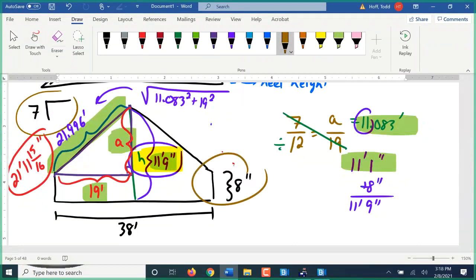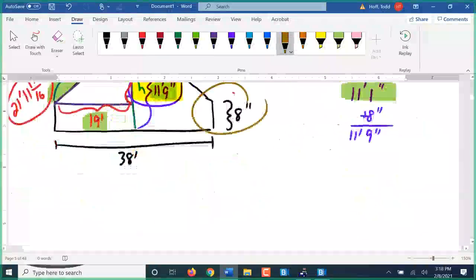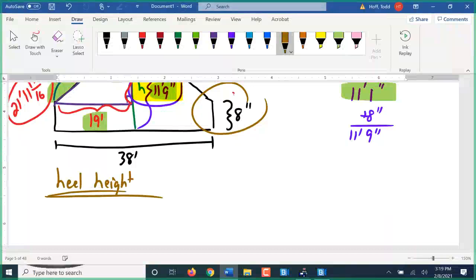Let's talk about heel height for a second. Hey, so when you're talking about your truss, you know how manufactured trusses always have the tails that stick down? Are we ever going to talk about those? That's coming. That's the next thing we're going to add is the tails.